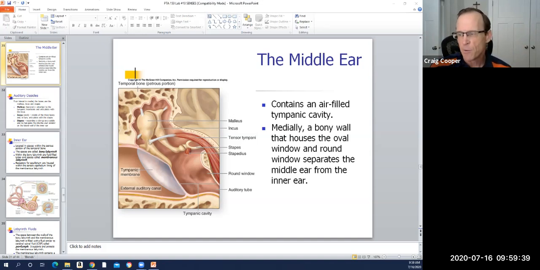So the round window is key for dissipating sound waves so that we can receive more sound waves coming in to the oval window so that we can make sense of what we're hearing. So both of those structures are pretty important.